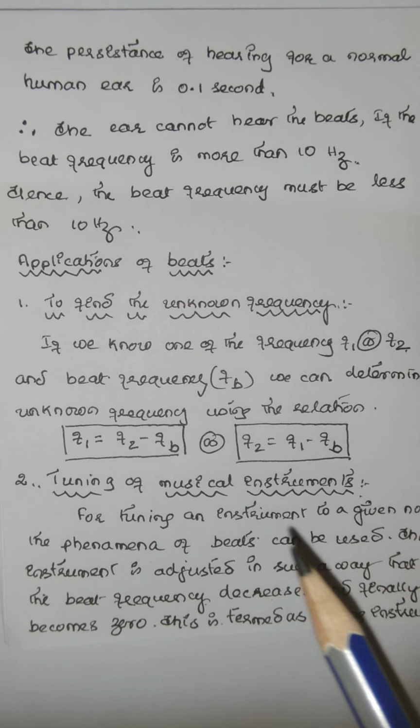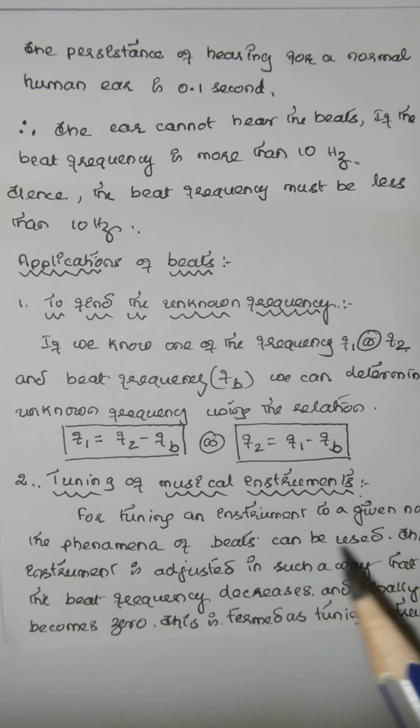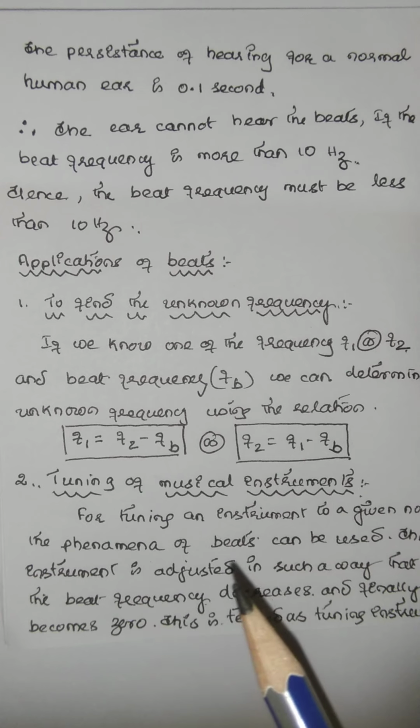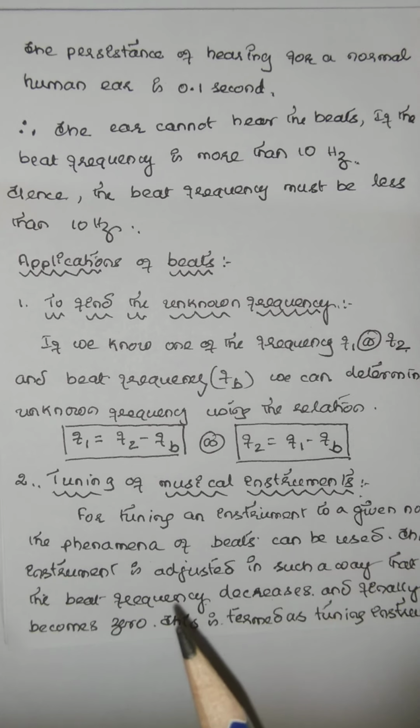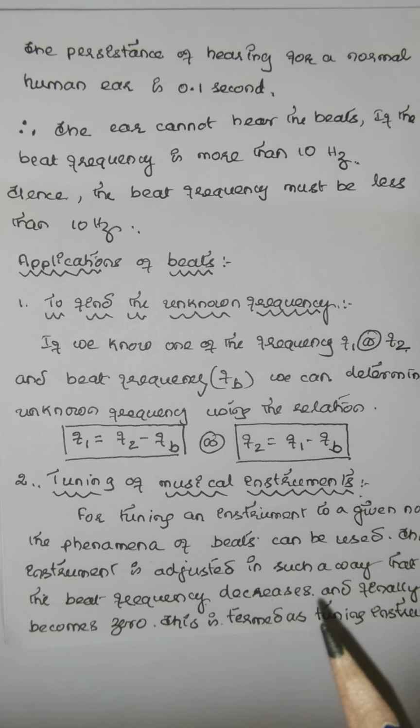For tuning the instrument to the required note, the phenomenon of beats can be used. The instrument is adjusted in such a way that the beat frequency decreases and finally becomes 0. This is termed as tuning the instrument, as a result of which tuning of instruments can be done by using the concept of beats.